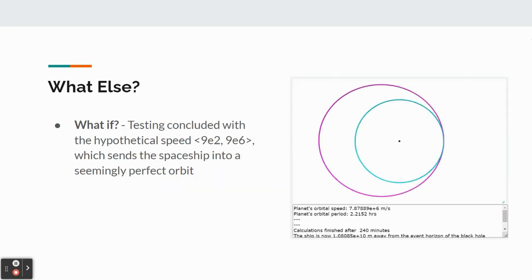Testing concluded with a hypothetical speed of 9 × 10^2 and 9 × 10^6, which sends the spaceship into a seemingly perfect circular orbit.